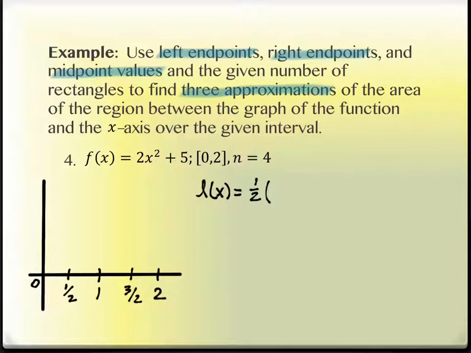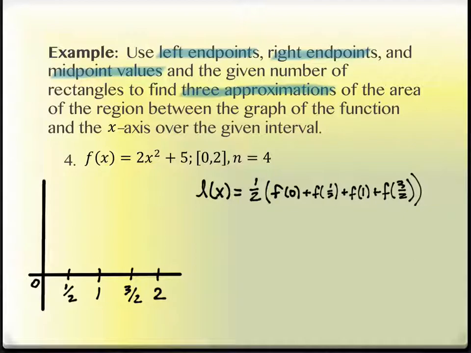And L of x means the left-hand endpoint. So I need to start at the far left-hand endpoint, which means I'm starting at 0. You with me? So I need f, is it called f, this one? Yeah. I need f of 0. And then I'm going to mark out all 4 of them until I get to the 4th rectangle. So it's f of 0 on this number line, f of 1/2, f of 1, and f of 3/2. Those are the 4 left-hand endpoints, right?